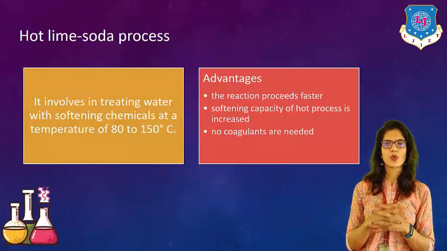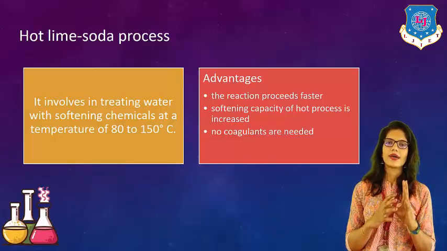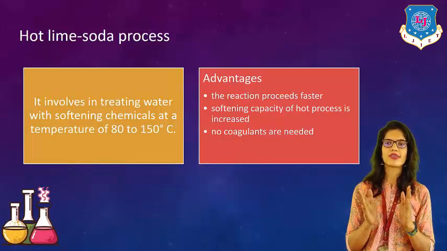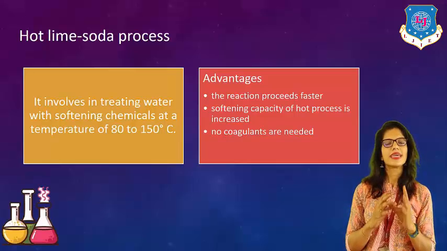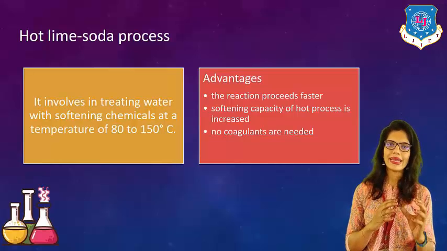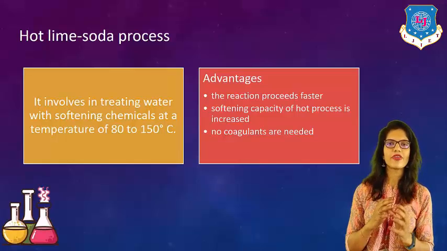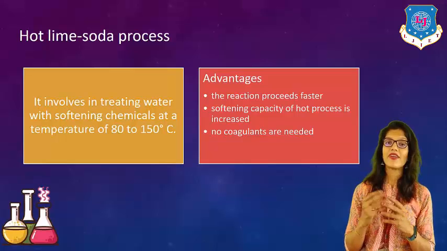Now, next one is the hot soda lime process. The difference between cold and hot is the temperature. Here, it involves heating or treating the water with softening chemicals at temperatures between 80 degrees Celsius to 150 degrees Celsius. Okay. Which are the advantages?